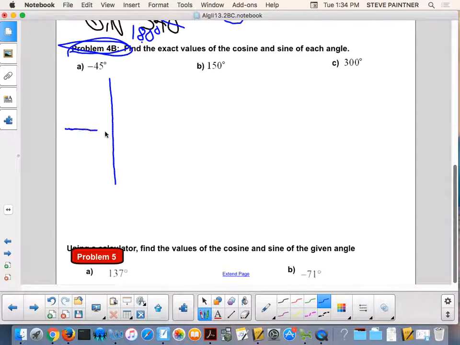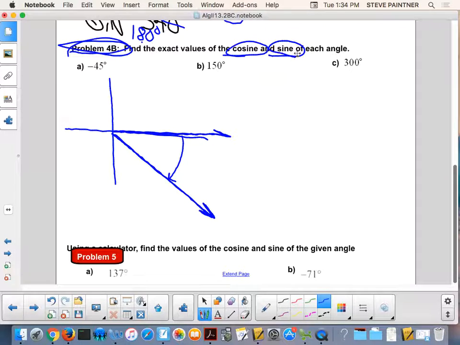Okay. -45. Where do we go? Up, down? Okay, go down. And you probably would stop about right here. You would draw your terminal side, right? Here's your initial side, and there's your angle. And now I want you to find sine and cosine, and I want the exact values. Exact values, what does that actually mean? No calculator. You can't punch your calculator. That's cheating. You can do it down here, but not up here.